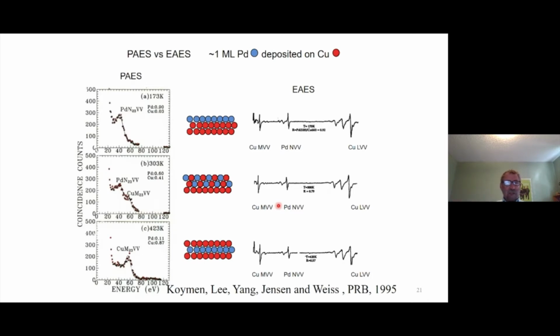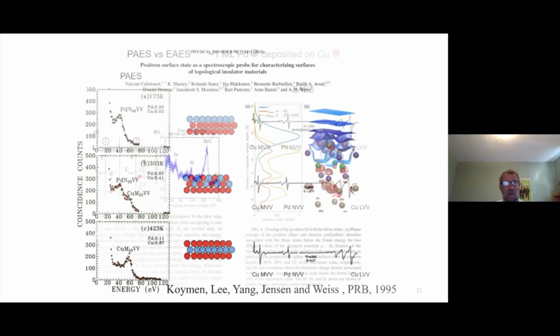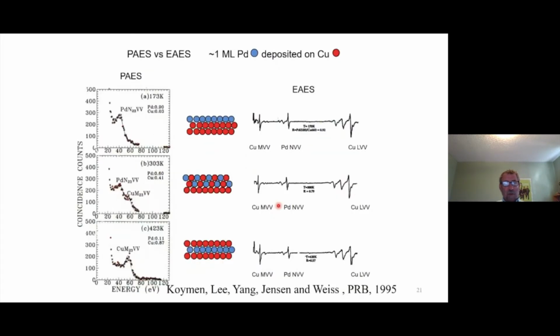All right, so we did experiments which showed that you really do get surface selectivity. This is one done by Alex Weiss, and we showed that by putting a single layer of palladium atoms on the surface and then heating it up and watching them diffuse in, we got a peak from palladium when it was on the surface, and we didn't see any copper. And then when we diffused it in, we started to see copper, and then when we diffused it in some more, we saw only copper.